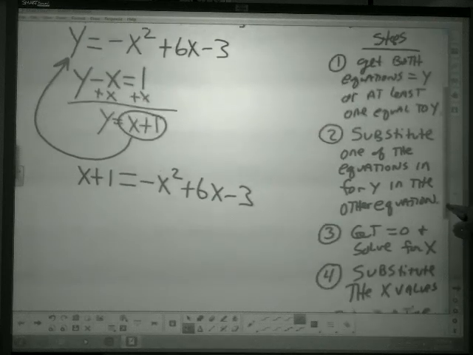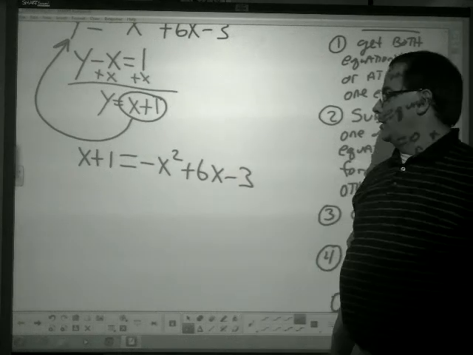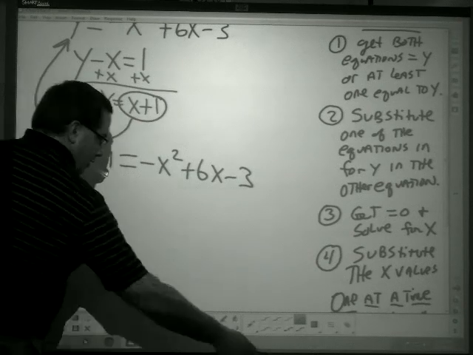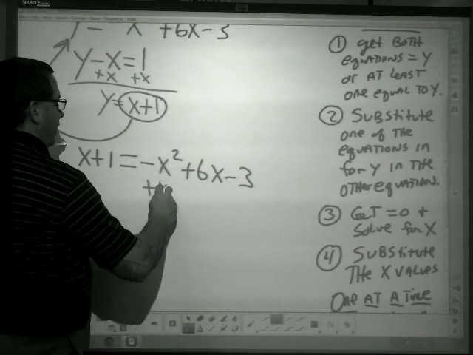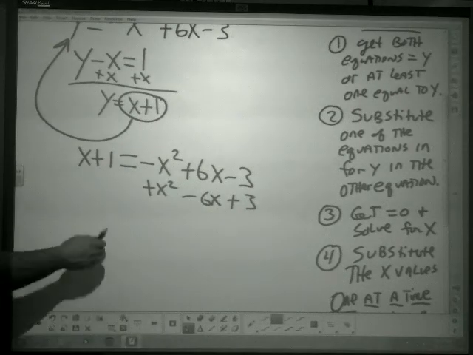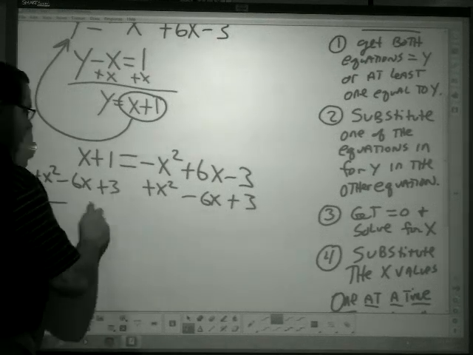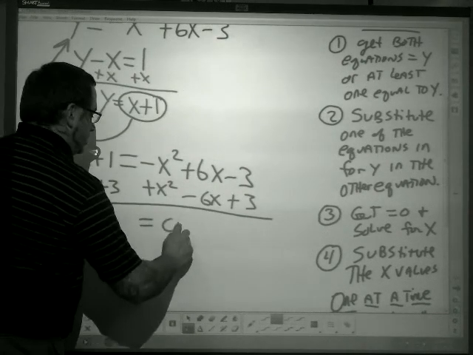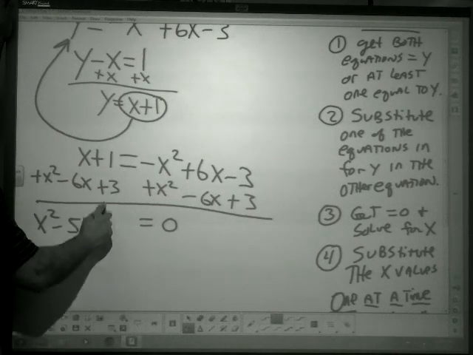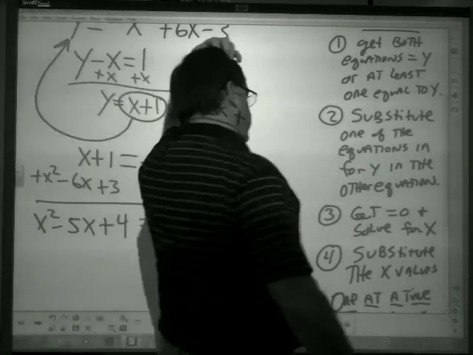Got it. Step 3, got to get it equal to 0 and solve for x because it's a quadratic. Now, I don't like negatives on x squared, so I'm going to move all of this way. So I'm going to add x squared, take away 6x, and add 3, just doing opposite operations. So this is going to be equal to 0, and I'm going to have x squared minus 5x plus 4 is equal to 0.